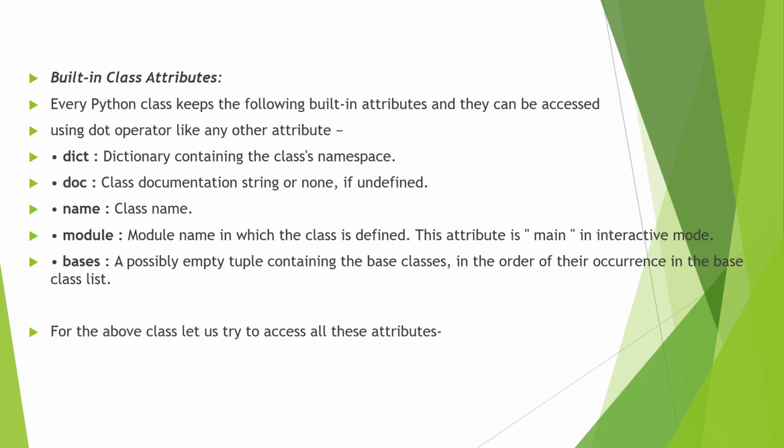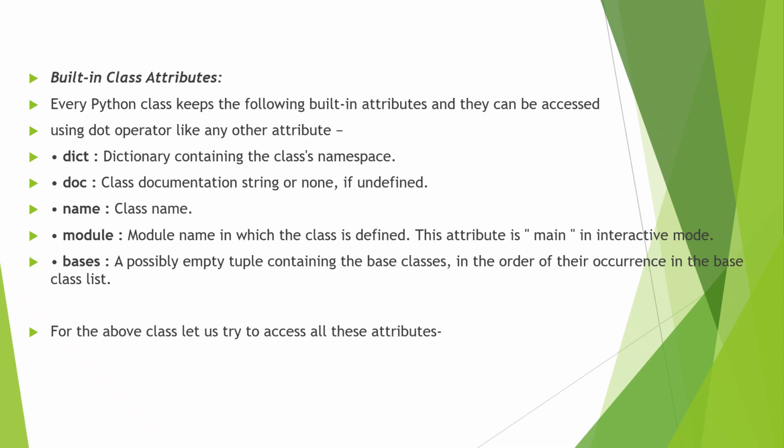Next, built-in class attributes. Python provides several built-in attributes for every class which can be accessed using the dot operator. As an example, you can see __dict__. This attribute stores a dictionary containing the class namespace. It holds all the attributes and methods defined in the class. __doc__: this attribute contains the class documentation string. If no documentation is provided, it returns None.